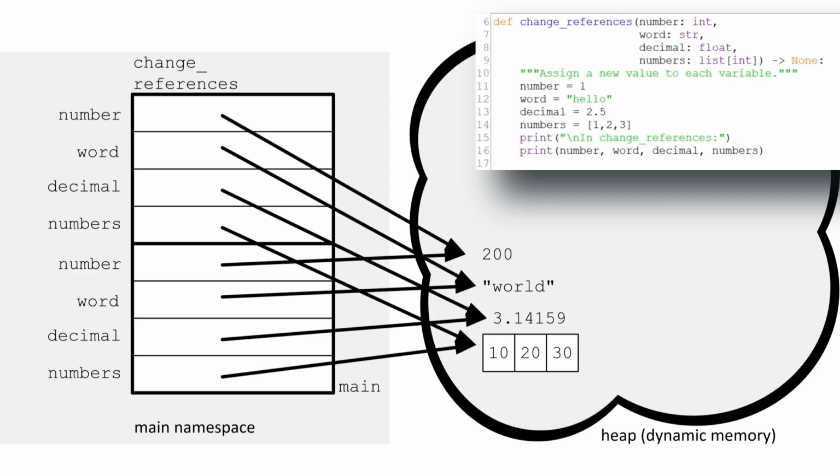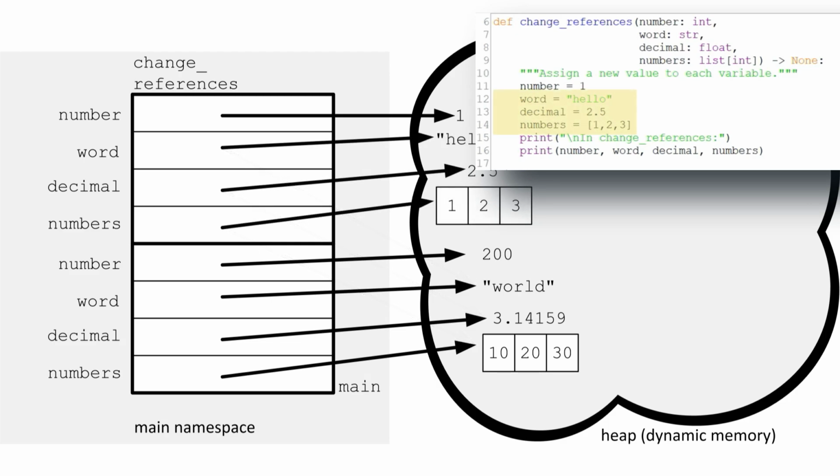The first line of changeReferences assigns a new value, 1, to number. So we can draw 1 in the heap, and now the arrow from number in changeReferences points to that value, and no longer 200. It is the same for the 3 other variables. Let's focus on the list. The list 1, 2, 3 is a whole new list in the heap. So numbers in changeReferences now points to that new list, which has no impact on the variable numbers back in main. When we print, we're now printing these new values in the heap.